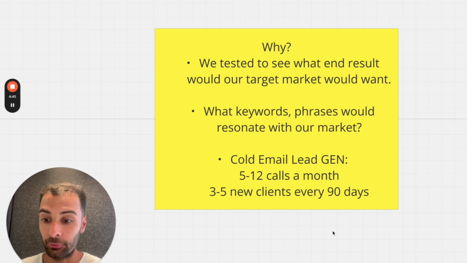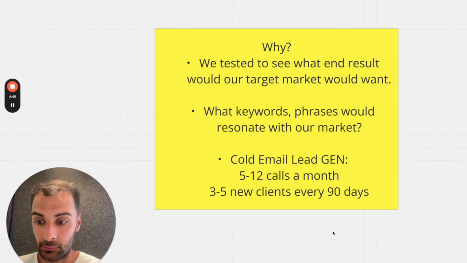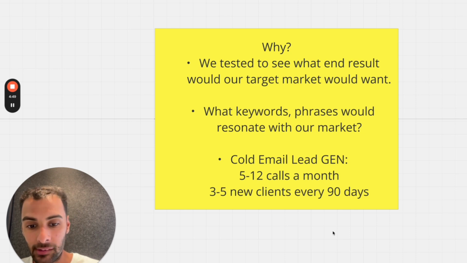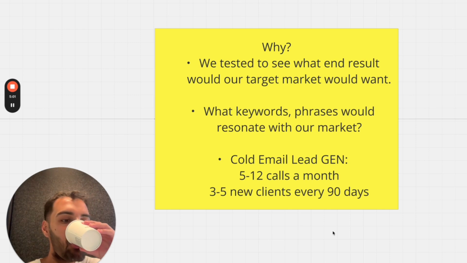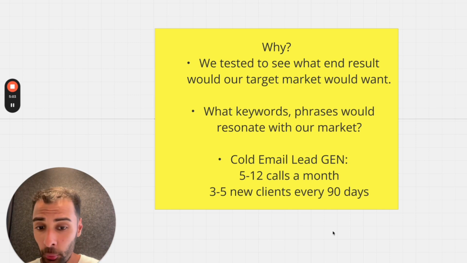So, for example, if I'm selling cold email lead generation services, which is what I do, instead of just saying, hey, I'll book you 5 to 12 calls a month, we could also try something like, hey, you'll get 3 to 5 new clients every 90 days. This is a way of positioning it so that your offer essentially stands out, right? And you don't know this stuff till you split test it.